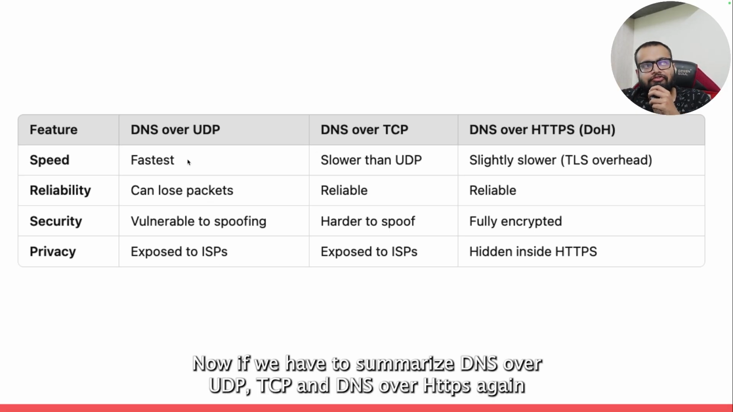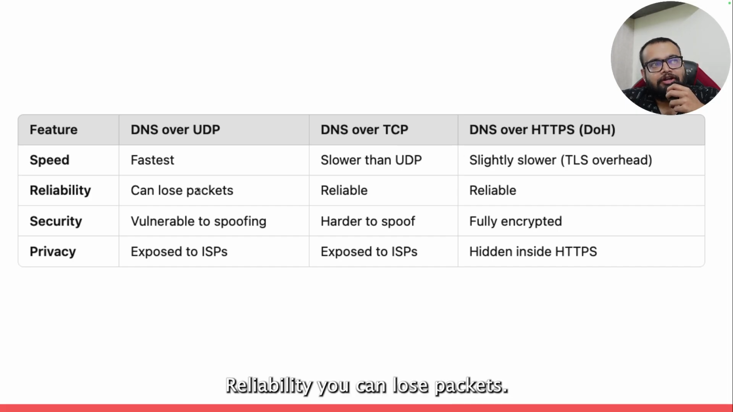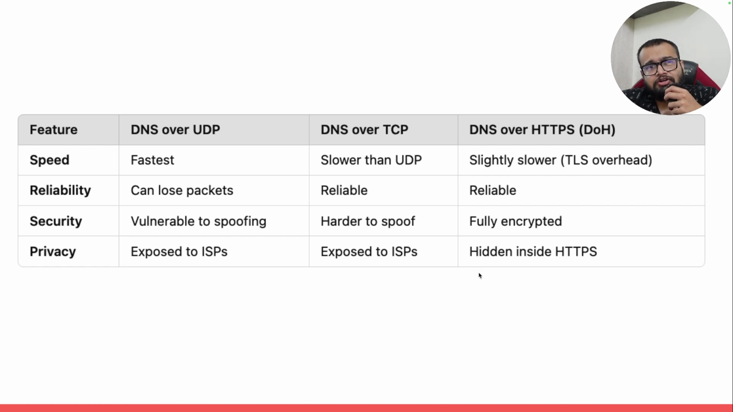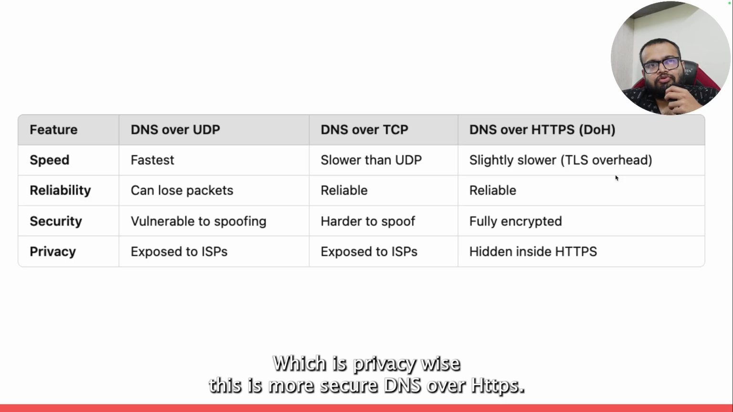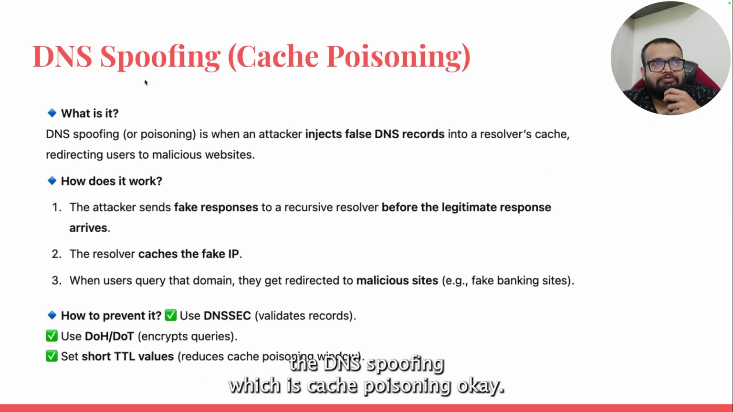So what's the difference now if you have to summarize DNS over UDP, TCP, and DNS over HTTPS? Speed wise, UDP is fastest. The others are slower. Reliability wise, UDP can lose packets; TCP and HTTPS are both reliable. Security wise, UDP is vulnerable. TCP is harder to spoof, but HTTPS is fully encrypted. Privacy wise, UDP and TCP are fully exposed to ISPs, but in the case of HTTPS, it's hidden. So privacy wise, DNS over HTTPS is more secure.